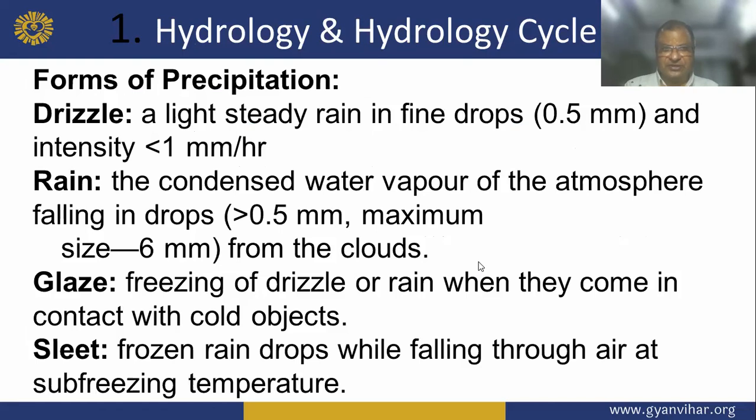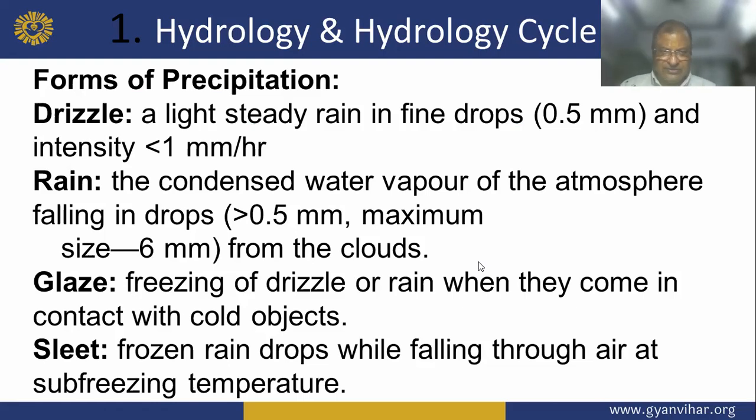Forms of precipitation. Drizzle: a light steady rain in fine drops of 0.5 mm and intensity less than 1 mm per hour. Rain: the condensed water vapor of the atmosphere falling in drops of 0.5 mm, maximum size 6 mm, from the cloud.